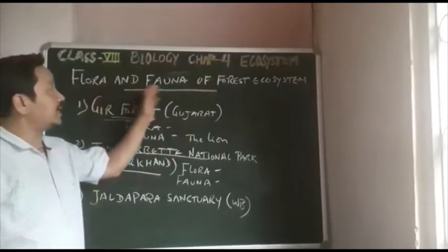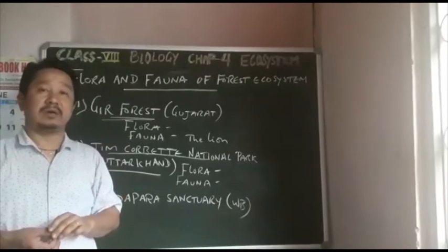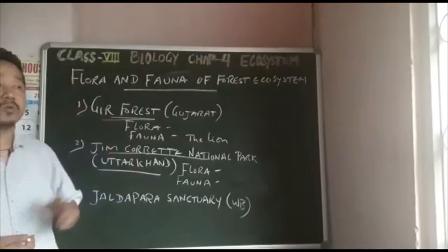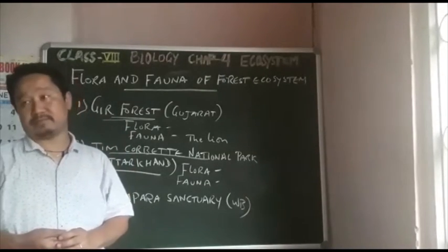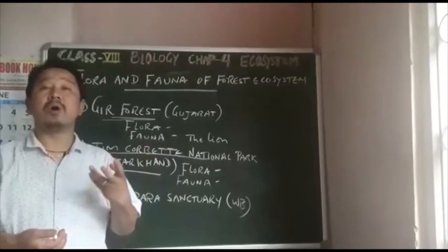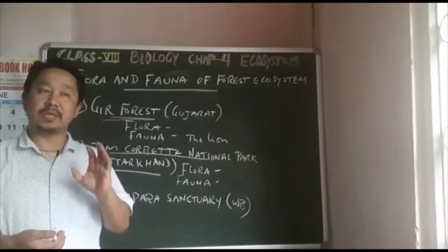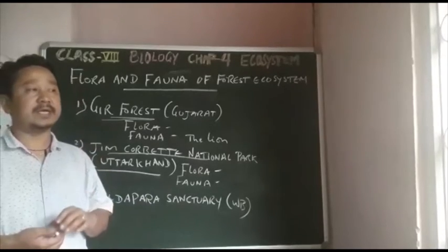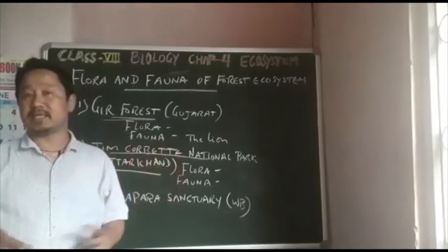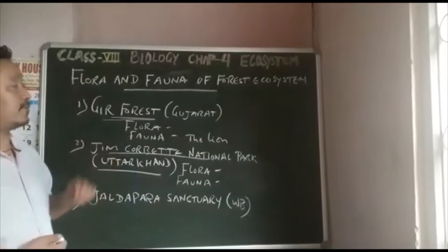Okay, now let us talk about the flora and fauna of the forest ecosystem, that means the plants and animals of the forest ecosystem. As you all know, forests are not found in the same type of climatic conditions. Some forests are in cold regions, some are in hot regions, and some are in moderately warm regions. So accordingly, the plants and animals are found in those regions. Similar kinds of plants and animals are not found in different kinds of forests; according to the climatic conditions, the flora and fauna are present.